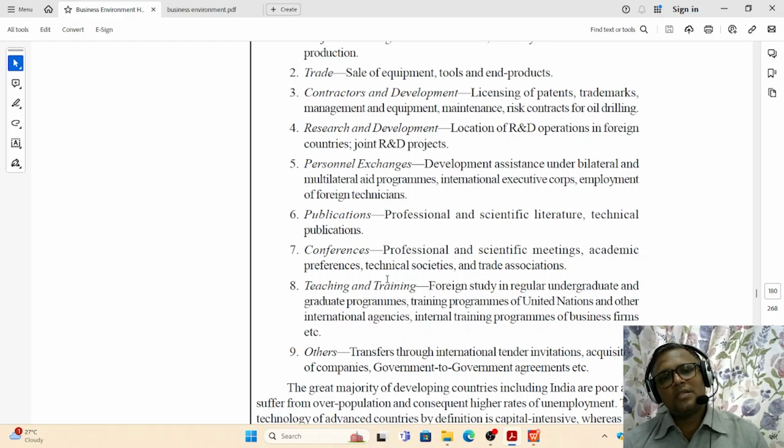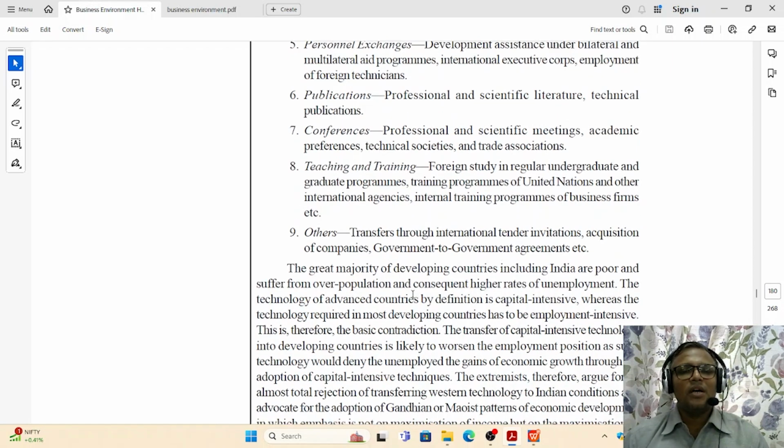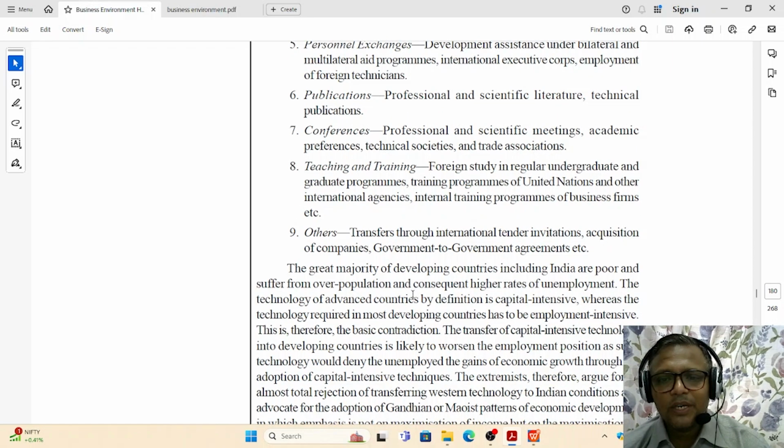Next is publications. Publications mean the professional and scientific literature or technical publications which are available from various sources. Then the conferences represent professional and scientific meetings, academic conferences, technical societies and trade associations. Next is teaching and training: foreign study in regular undergraduate and graduate programs, training programs of the United Nations and other international agencies, international training programs of business firms, etc. Others include transfers from international tender invitations, acquisitions of companies, government to government agreements, etc.